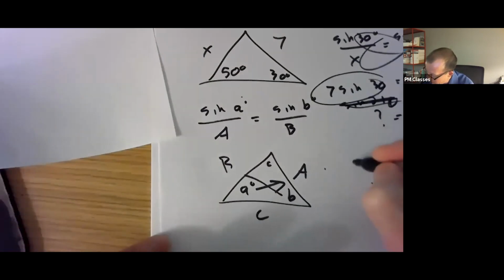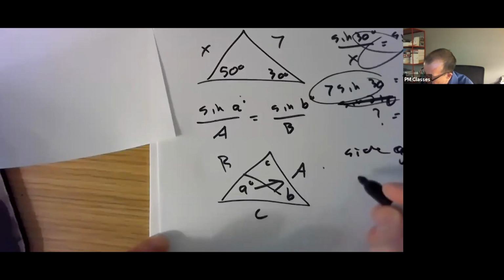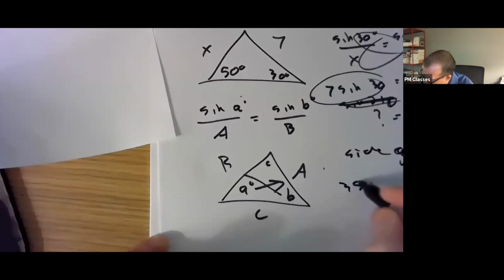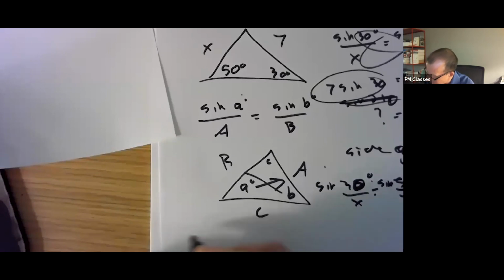The key with these things is what side goes with its own angle. It's kind of a silly way of thinking about it. Importantly, we would not do 30 degrees goes with x and 50 degrees goes with 7. It must be the sine of the angle with its own opposite side, okay?